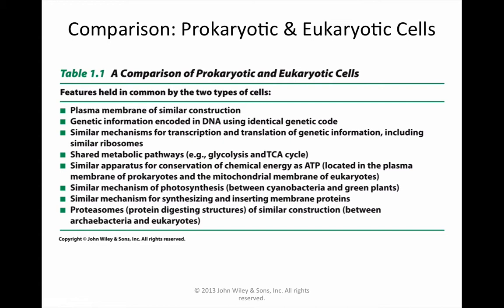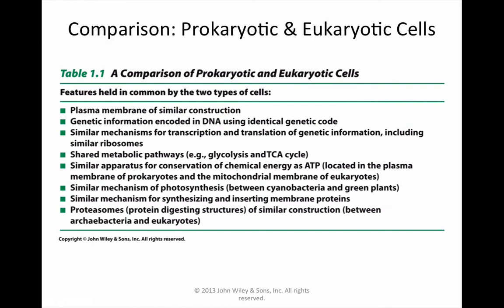They have a similar apparatus for the conservation of chemical energy. This is often in the form of ATP. They have a similar mechanism for photosynthesis. Now, our green plants are the ones that typically do photosynthesis in a eukaryotic cell type. But there is one kind of prokaryotic bacteria, cyanobacteria, that is also able to do photosynthesis, and we'll look at this a little bit later.